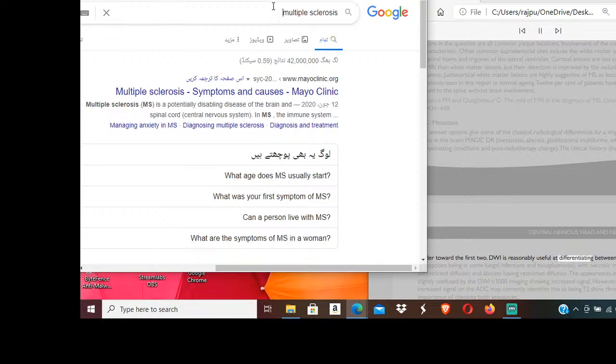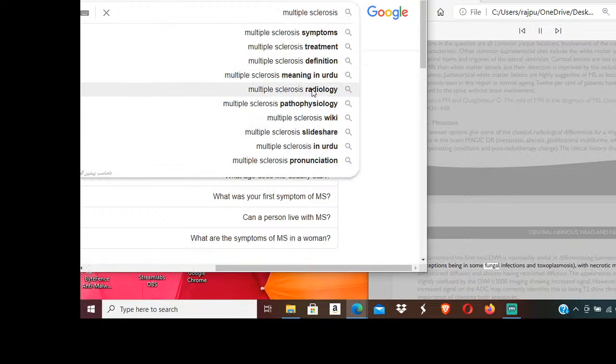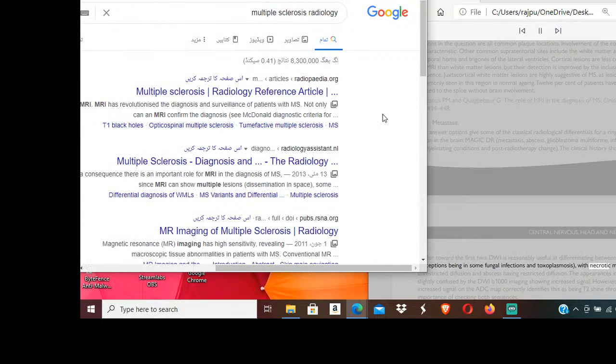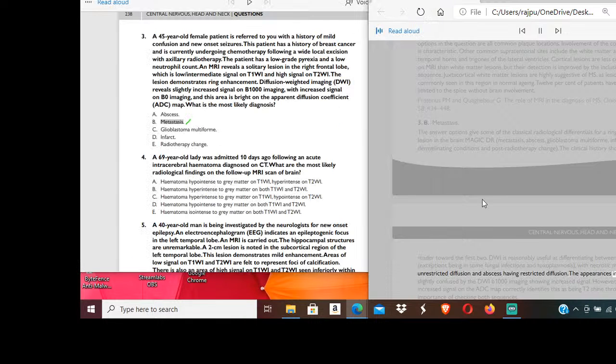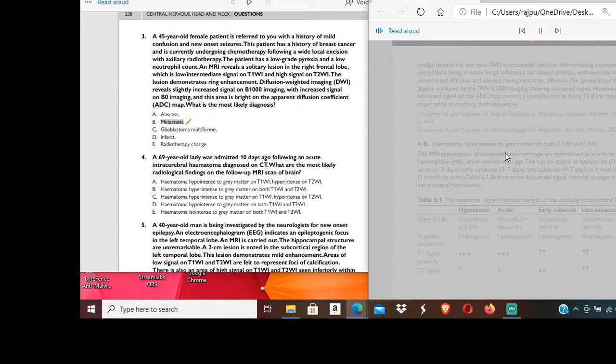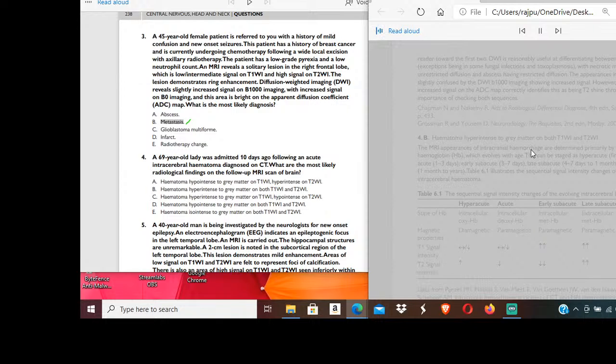DWI is reasonably useful at differentiating between these two, exceptions being in some fungal infections and toxoplasmosis, with necrotic metastasis having unrestricted diffusion and abscess having restricted diffusion. The appearances in this case are slightly confused by the DWI B1000 imaging showing increased signal. However, the presence of increased signal on the ADC map correctly identifies this as being T2 shine through, showing the importance of checking both sequences.